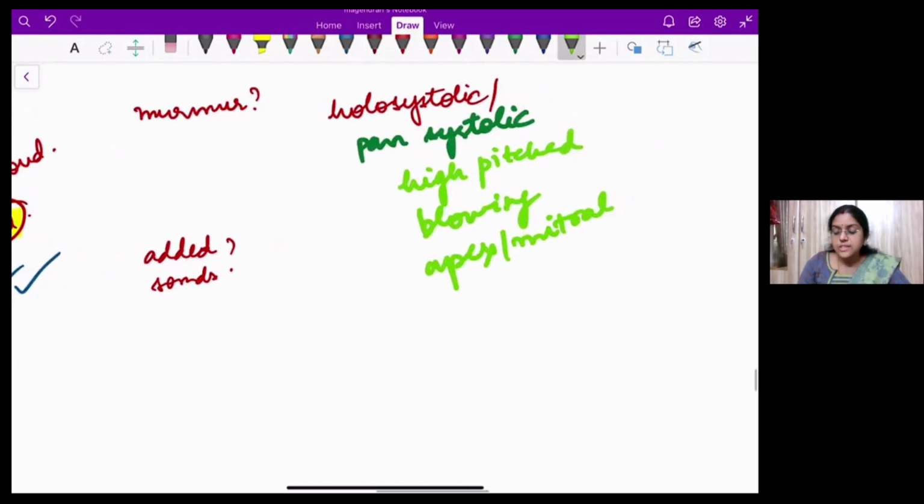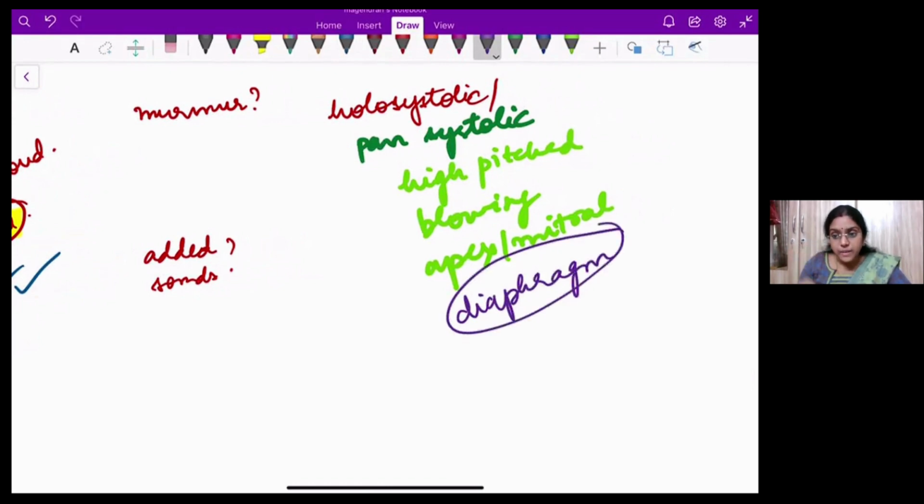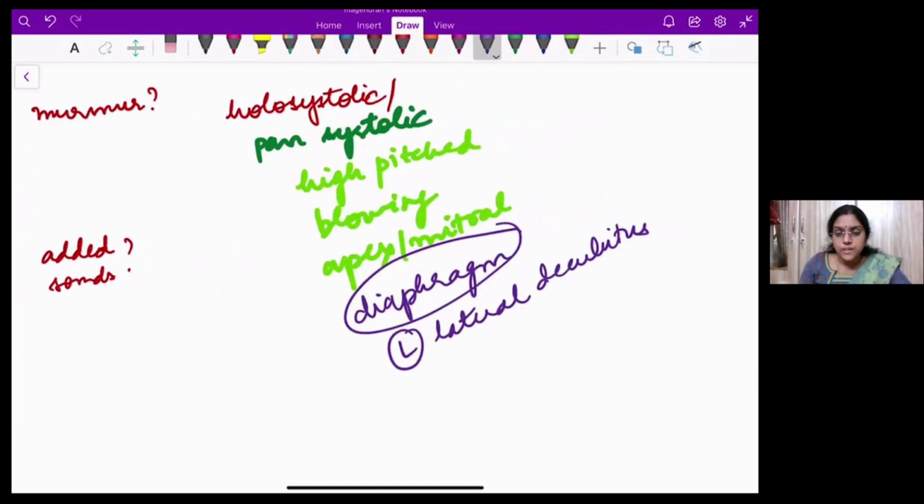But what is special about this murmur is it is heard better with the diaphragm of the stethoscope. We saw in mitral stenosis it was the bell. But in mitral regurgitation, it will be the diaphragm of the stethoscope. So it is a holosystolic or pansystolic, high-pitched blowing murmur heard in the mitral area, better in the left lateral decubitus position, heard with the diaphragm of the stethoscope.